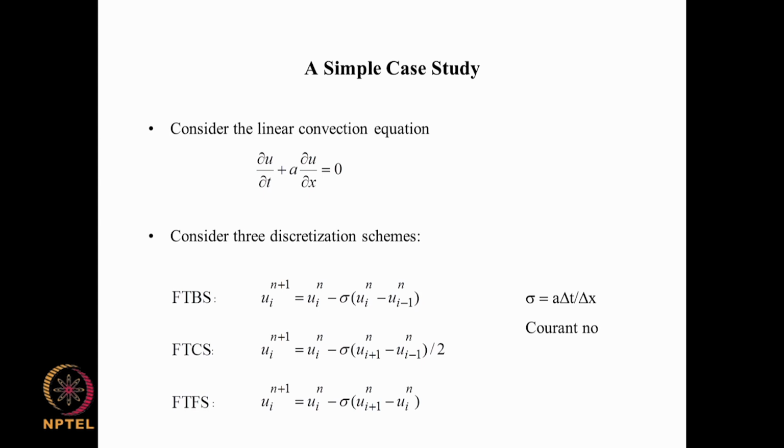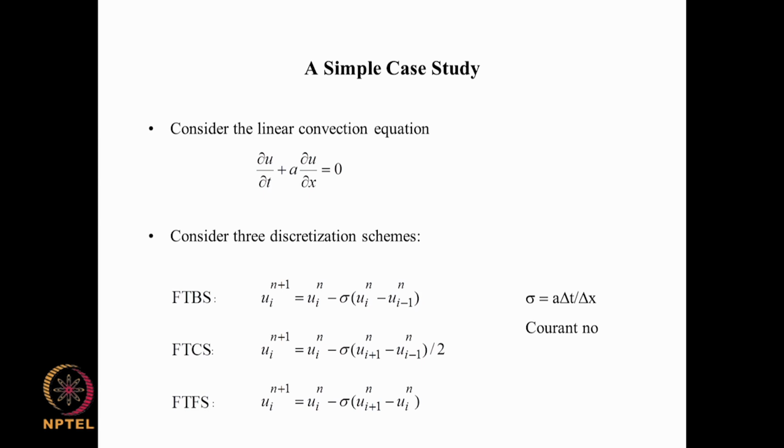So, the first question that we would like to answer is: is the FTBS scheme consistent? Similarly, is the FTCS scheme consistent, and is the FTFS scheme consistent? If a specific scheme is consistent, then the next question that we will have to answer is: is the solution stable?